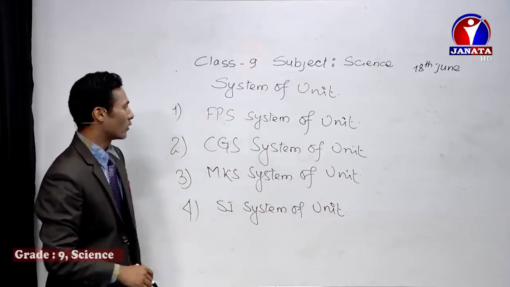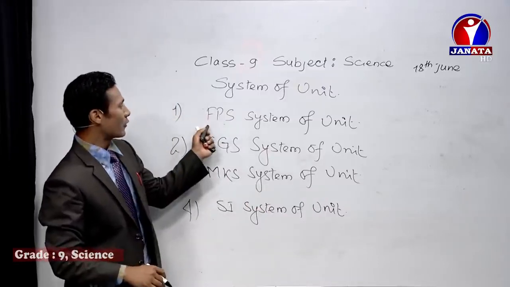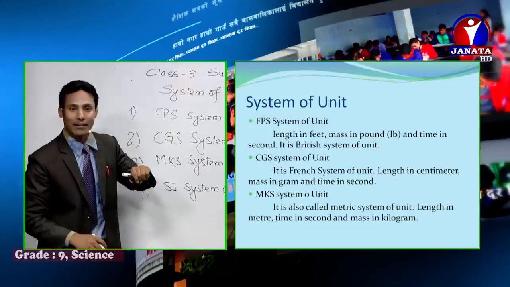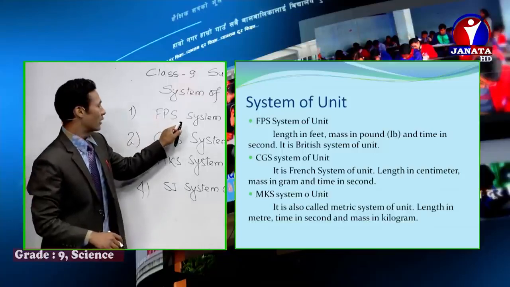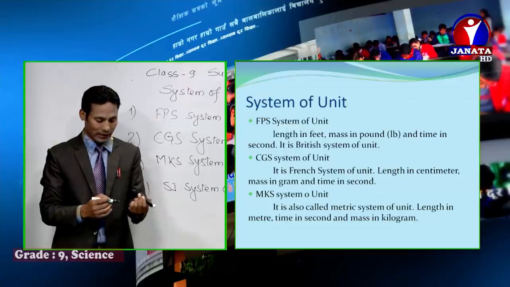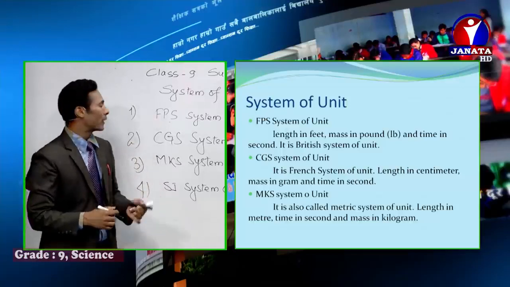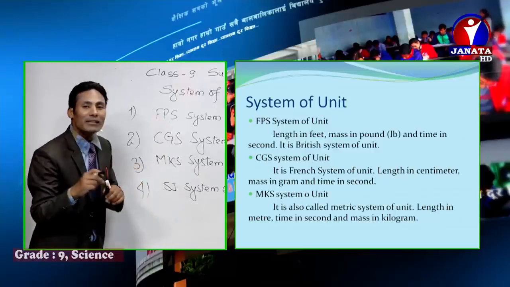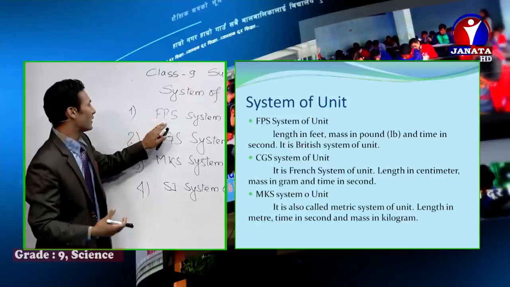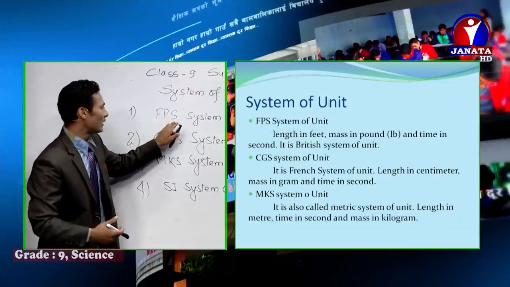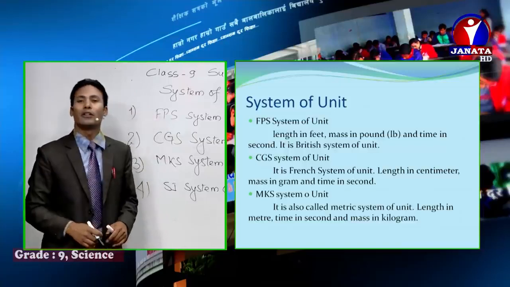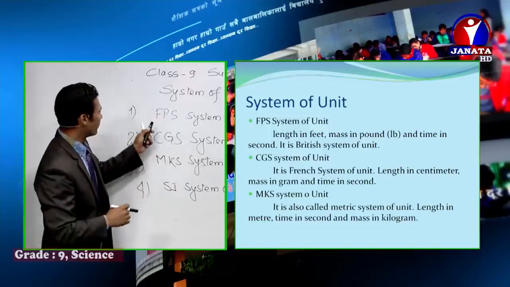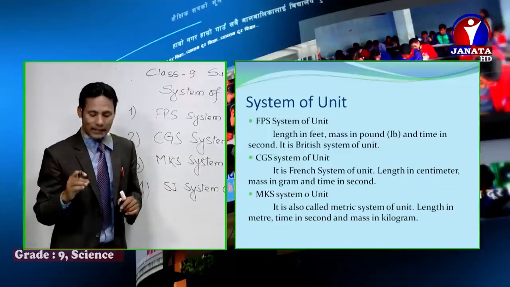This you might have learned in grade 8 also. FPS: F stands for the foot, P stands for the pound, and the S stands for the second. Foot, pound, and the second. So the definition of this FPS system of unit is the system of unit in which the mass is measured in the pound. Okay, let's start from the length. Length is measured in the foot, mass is measured in the pound, and the time is measured in the second, is called the FPS system of unit. And it is also called the British system of unit.